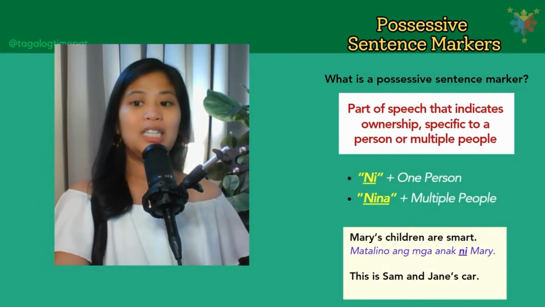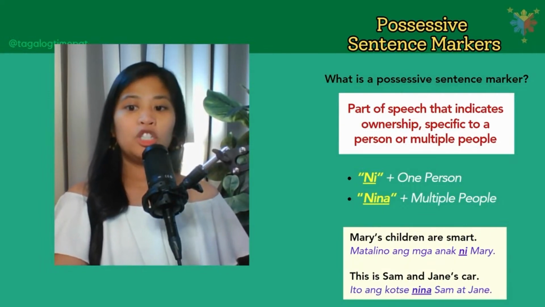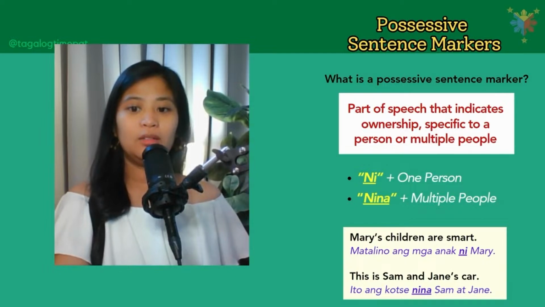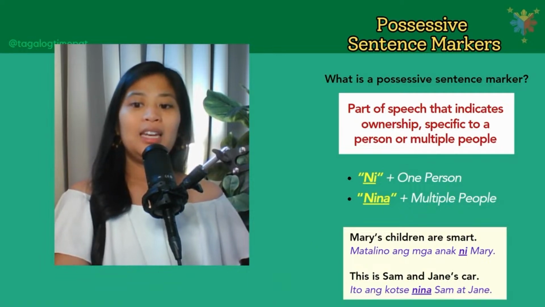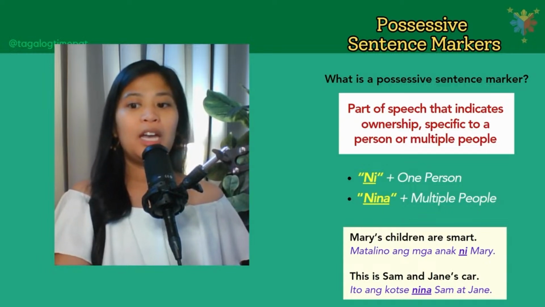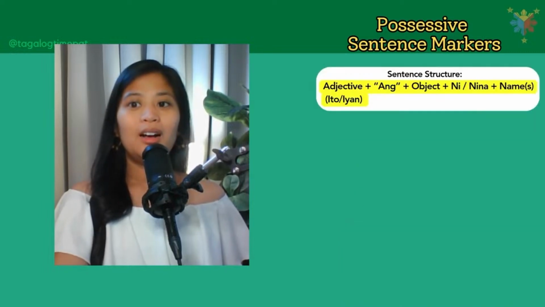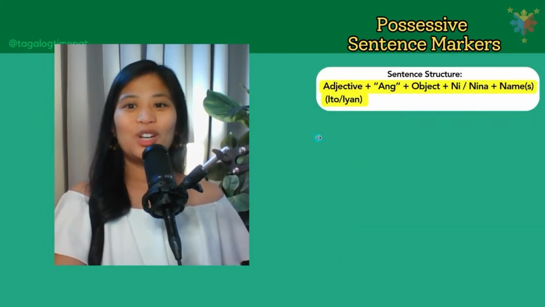Now, if we're talking about multiple people, like this is Sam and Jane's car, then you would have to use the word nina. Ito ang kotse nina Sam and Jane. So it's still that same sentence structure. Ito is the demonstrative pronoun, then it's the word ang, then it's the object kotse, and now instead of a pronoun, we're using someone's name, but then we have to use this possessive sentence marker nina because it's multiple people. So ito ang kotse nina Sam at Jane. This is Sam and Jane's car.